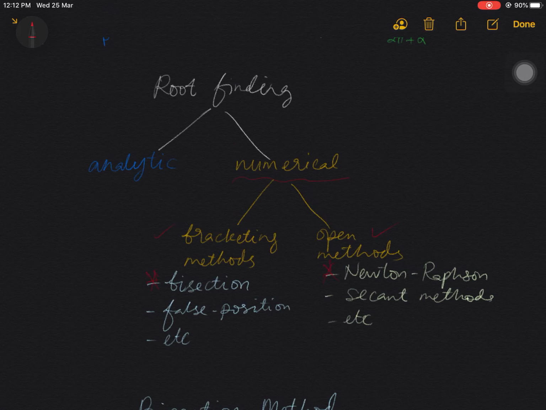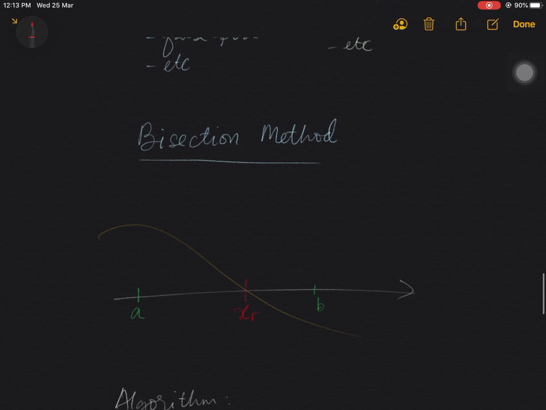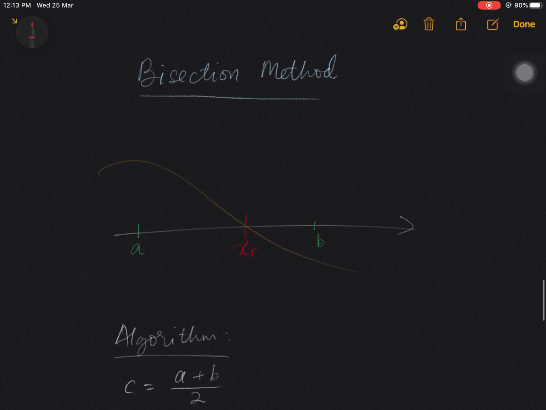The bisection method is categorized under the bracketing methods, in which we require a bracket in which the root lies before we can begin with the algorithm. So let's get right away to the bisection method. Suppose that we are dealing with finding the extinction angle, like the above problem. In order to find beta, the extinction angle, we need to imagine that this curve is slightly extended until it crosses the horizontal axis, like we have here.